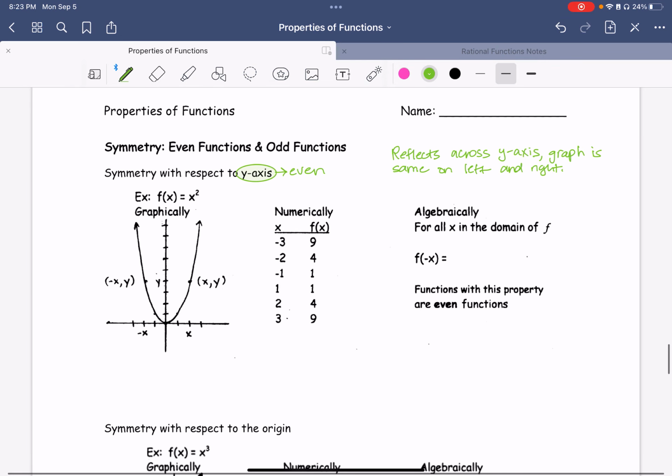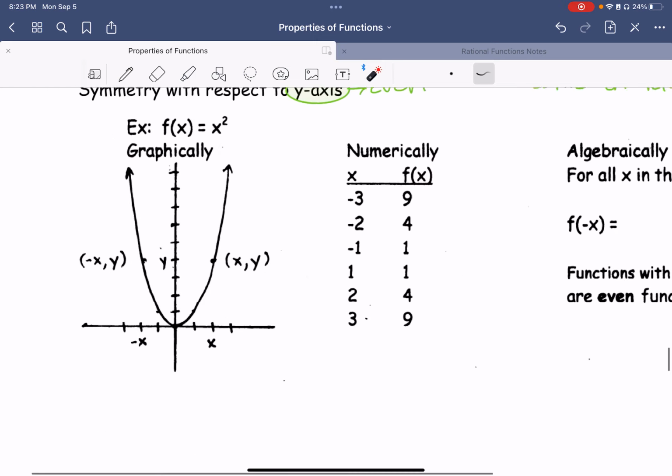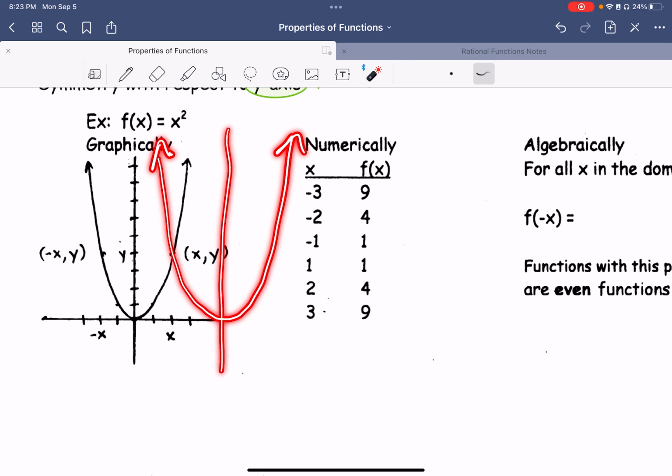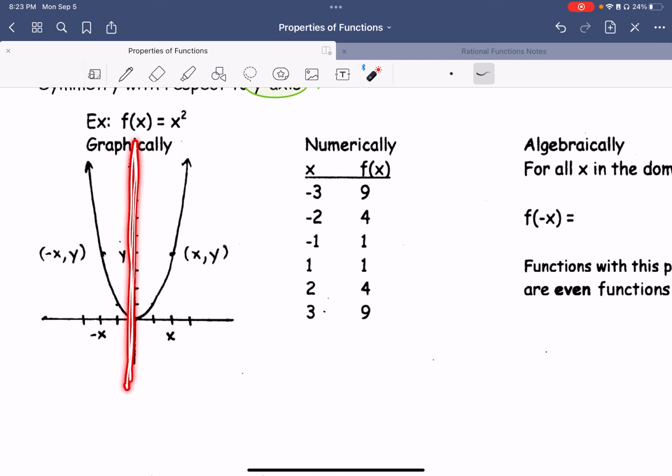Okay, so you can see we have our first example, f of x equals x squared, and these can be represented graphically, numerically, and algebraically, and I'm going to show you how to do all three of them. Okay, so if it reflects across the y-axis, you can grab your paper and fold it along this line, and you'll see that these two points will touch. So if when you fold your paper, they overlap, then that will be an even function. Now, don't be confused because sometimes they'll try to trick you and give you a perfectly symmetrical graph, but it's somewhere over here. So if it doesn't happen on the y-axis and it happens somewhere else, yes, it is symmetric, but no, it is not even. Okay, so it has to be symmetric with the y-axis.